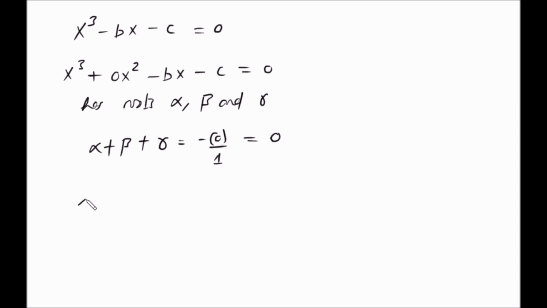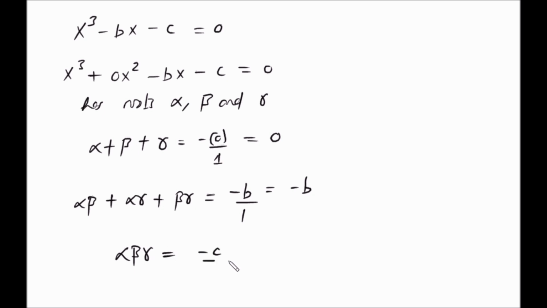Sasa sum of roots alpha plus beta plus gamma itakuwa ni negative b over a, ambapo b ni 0 na a ni 1, so itakuwa ni 0. And then product sum of roots alpha beta plus alpha gamma plus beta gamma ni sawa na nini? Ni sawa na c over a. So c yetu ni nini? Ni negative b, a yetu ni 1. Kwa hiyo ni negative b. And finally now, product of roots alpha, beta, gamma ni sawa na nini? D. D yetu ni negative c over a.